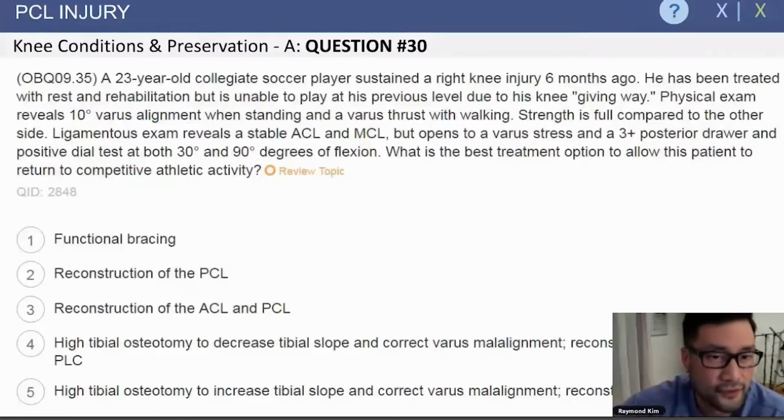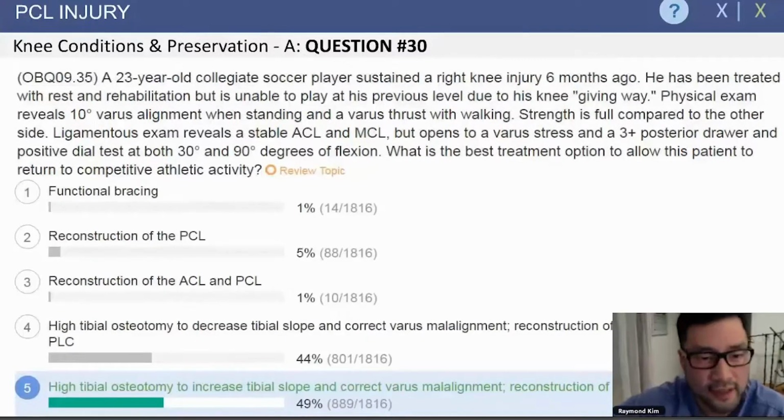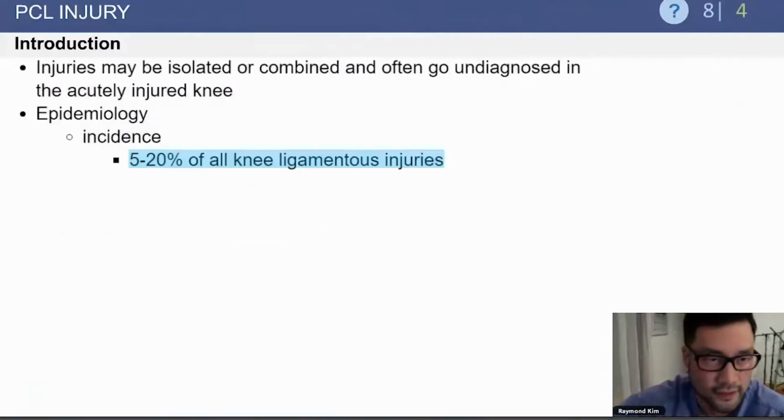Ligamentous exam reveals a stable ACL and MCL, but opens to a varus stress and a 3+ posterior drawer, and positive dial test at both 30 and 90 degrees of flexion. What is the best treatment option to allow this patient to return to competitive athletic activity? And the answer is number 5, high tibial osteotomy to increase tibial slope and correct varus alignment, reconstruction of the PCL and posterior corner. So let's talk about the PCL.